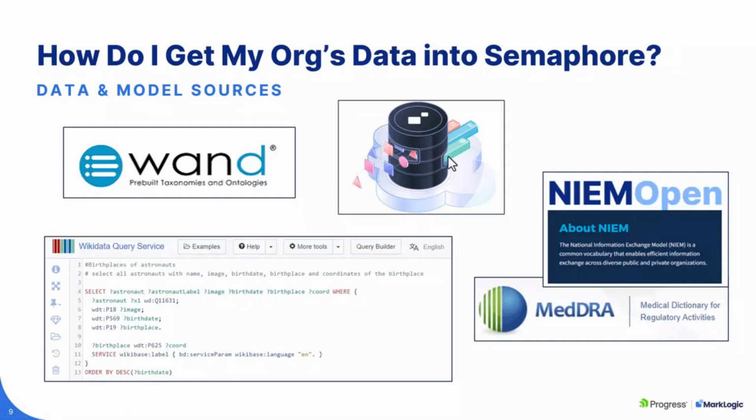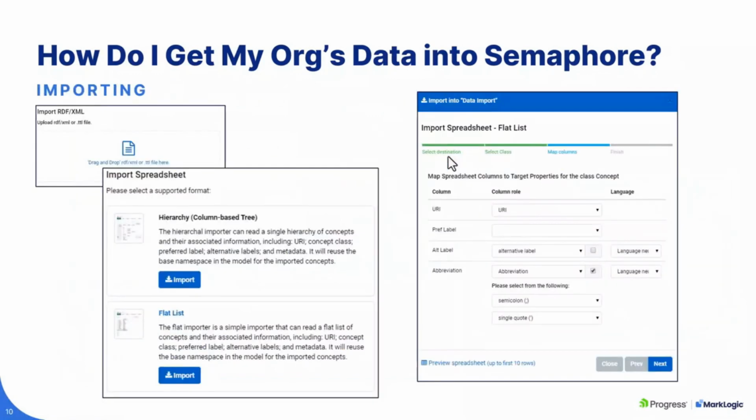So when you get to the point of import, we have a couple different ways of doing that. You can import your RDF, XML file, turtle files. You can also use spreadsheets, which is a very simple process. You can use flat imports, so just importing a list from a spreadsheet. That could be for your concepts. It could be for your synonyms. You can create your relationships through CSV imports.